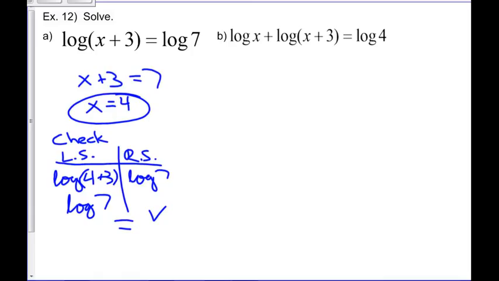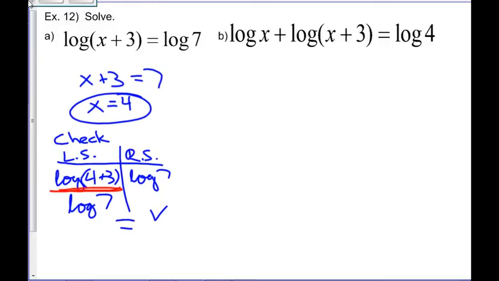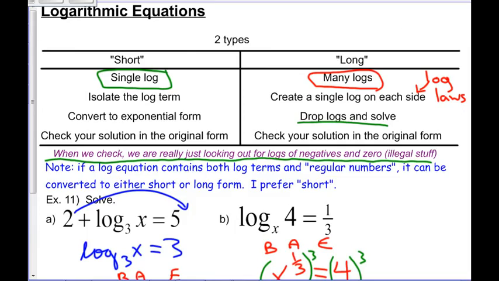Okay. But the thing we watched out for here is plugging it in. Did that cause us to do anything illegal? No, you're allowed to take the log of 7. It's a positive number. Now let's take a look at a logarithmic equation that's long but is a little more involved. So here we have an equation that's made up exclusively of log terms, but there are many of them. There are several of them. Our first step, as outlined over here, was to create a single log on each side.